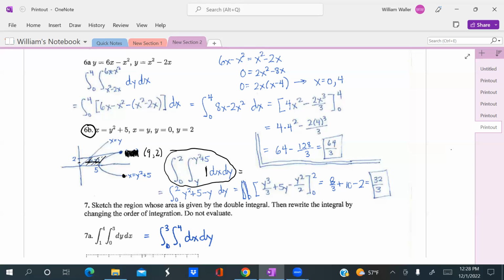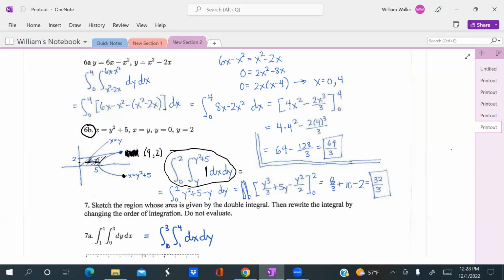And now you just evaluate that from 0 to 2. And there you can integrate just using the anti-power rule. So that's what I've done here. I've just integrated using the anti-power rule and evaluated from 0 to 2. If I did my arithmetic correct, we come out with an area of 32 thirds.